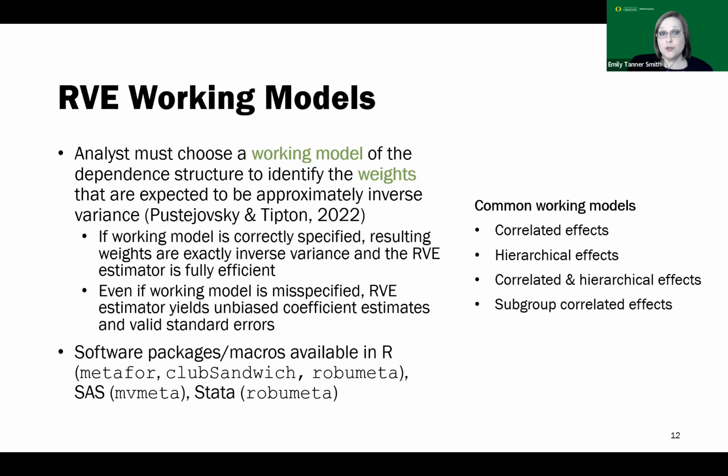Now, the RVE approach uses a working model of the dependent structure. In other words, an assumed or best guess about that dependent structure. And this working model is then used to identify the weights that are expected to be approximately inverse variance weights, which again are typically the most efficient weights in a meta-analytic context. Now, if the working model is specified correctly, the RVE estimator is fully efficient and the resulting weights are exactly inverse variance weights. But the good news is, even if that working model is misspecified, the RVE estimator will still produce unbiased coefficients and valid standard errors.